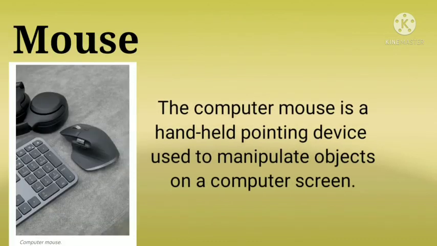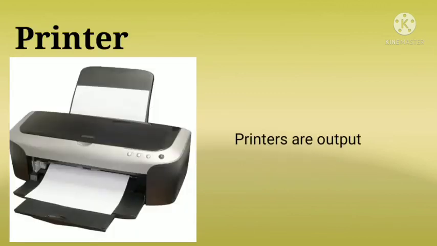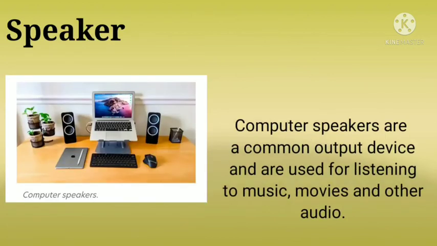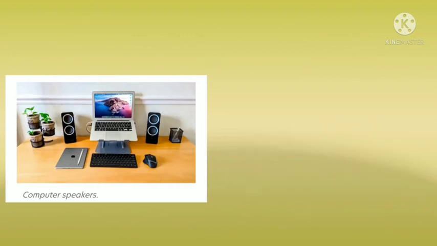The computer mouse is a handheld pointing device used to manipulate objects on a computer screen. Printers are output devices that generate hard copies of electronic data stored in a computer, usually in the form of text or images on paper. Computer speakers are a common output device and are used for listening to music, movies, and other audio.